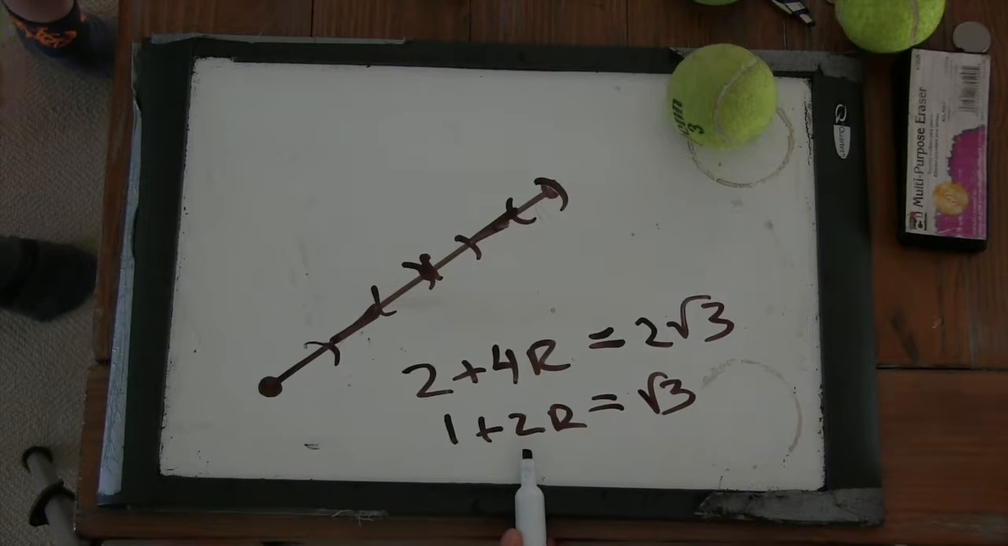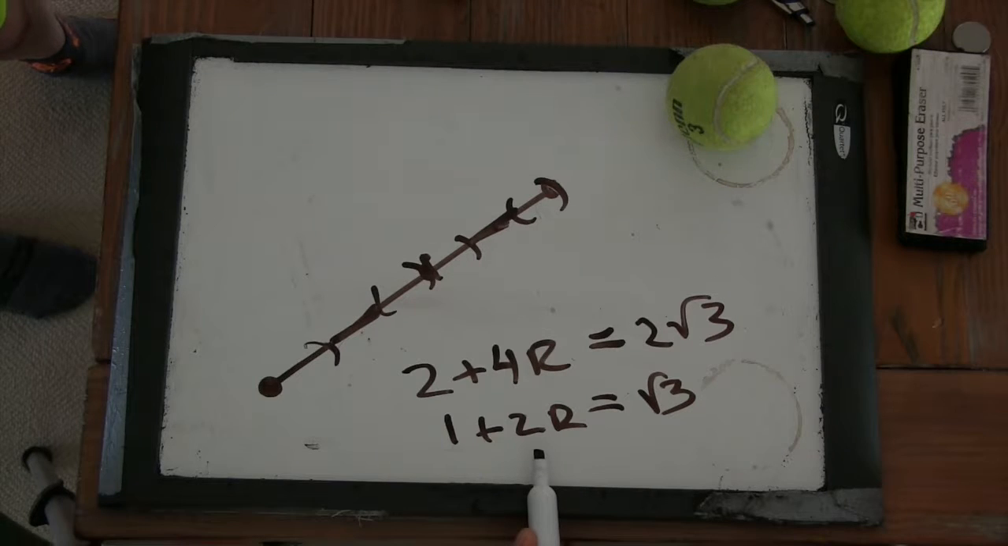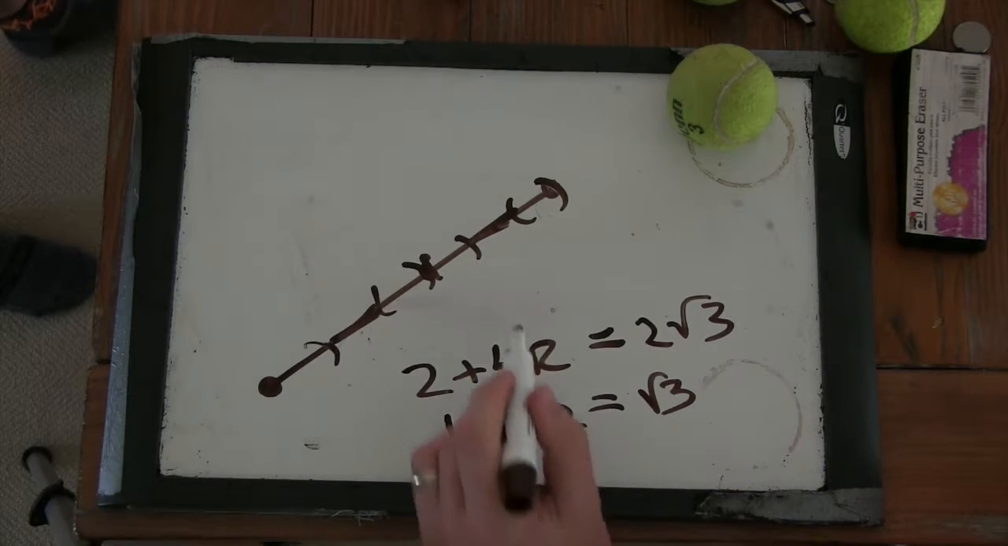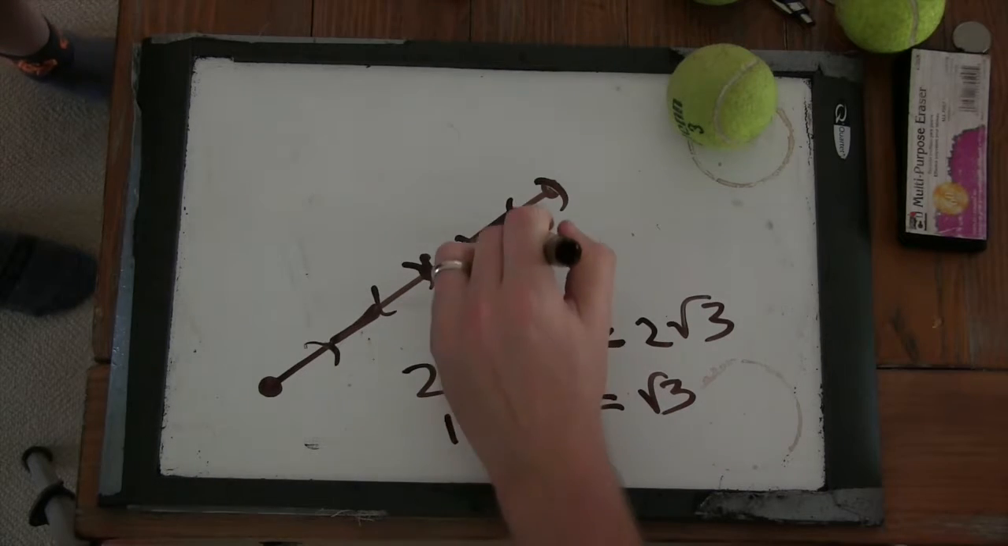So r is root 3 over 2 minus 1. Close. Let's solve for 2r first. What does 2r equal? 2r is root 3 minus 1.